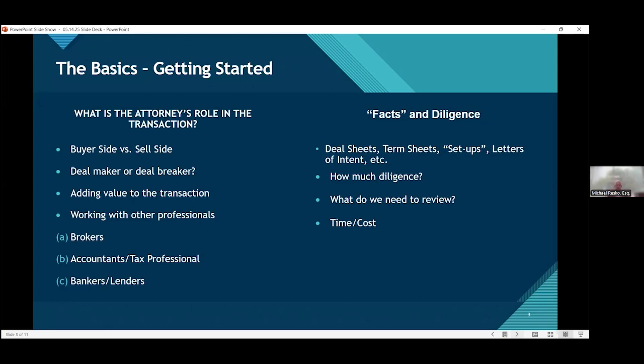Working with other professionals, I have here brokers. Most of my transactional business, unlike real estate transactions, doesn't come from brokers. Most of the deals I work on come from referrals from other professionals, usually accountants or other types of business advisors that I have an existing relationship with. So they have a client who has an existing business and wants to sell it and needs an attorney, and they're sent my way.